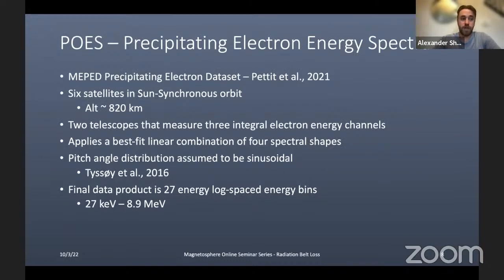We'll be using the POES data set to build our global maps. I think Josh gave a recent talk about this data set, so I won't go into too much detail. POES is a constellation of 6 satellites at the moment at roughly 820 kilometers altitude in polar orbits. They each have 2 telescopes that measure 3 integral electron energy channels, and Josh and his crew apply a best fit linear combination of 4 spectral shapes. Then they integrate over the bounce loss cone, and the resulting data set is a time series of energy spectra of precipitating electrons.